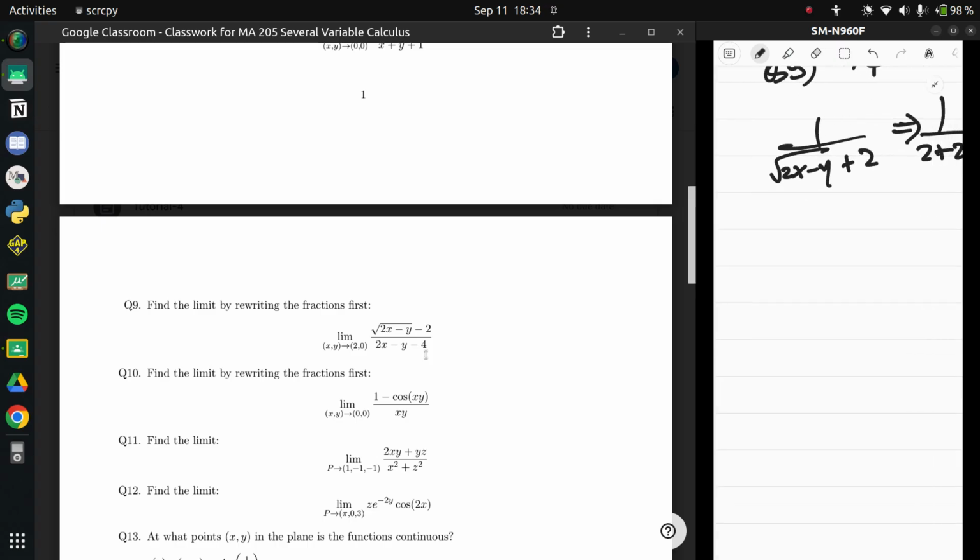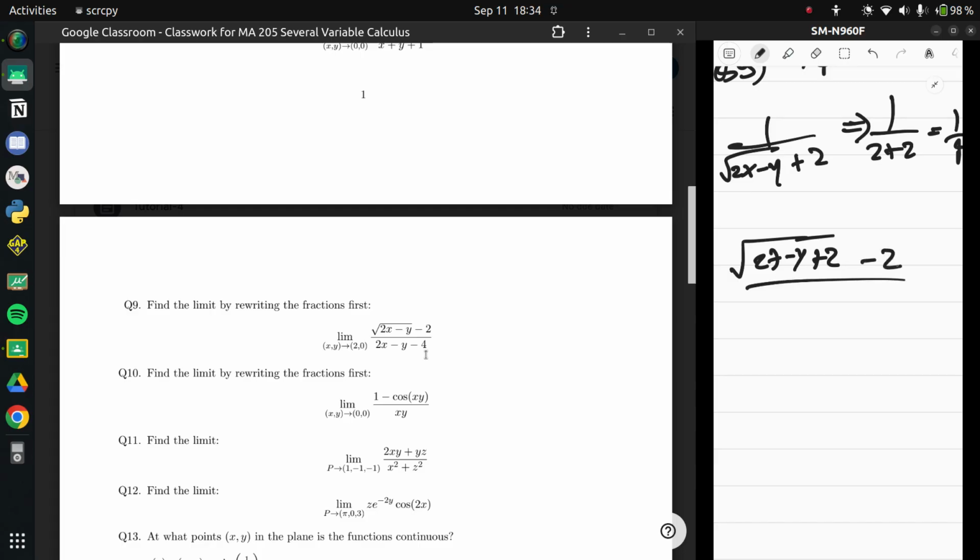Okay, so you can rewrite this whole thing as square root of 2x minus y. I'm just going to say x minus 2 is t. So this becomes something like 2t minus y, minus x minus 2, plus 2 over there, minus 2 upon... t minus y. So now it's like, as t and y approach 0, stuff happens. That's the question.